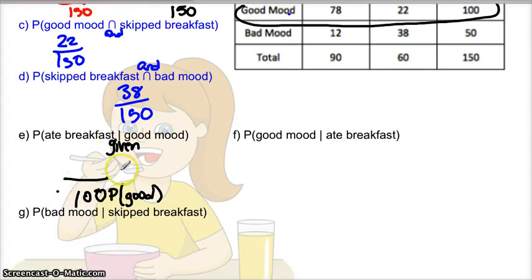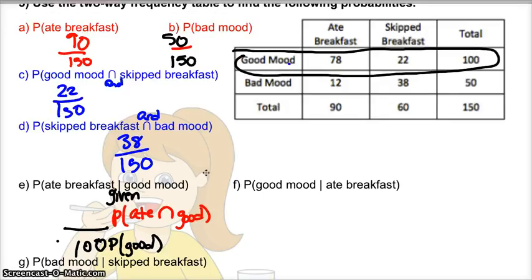What we also need to find, on the top of this, is the probability that somebody ate breakfast and was in a good mood. So how many people ate breakfast and were in a good mood? 78 of the 100.